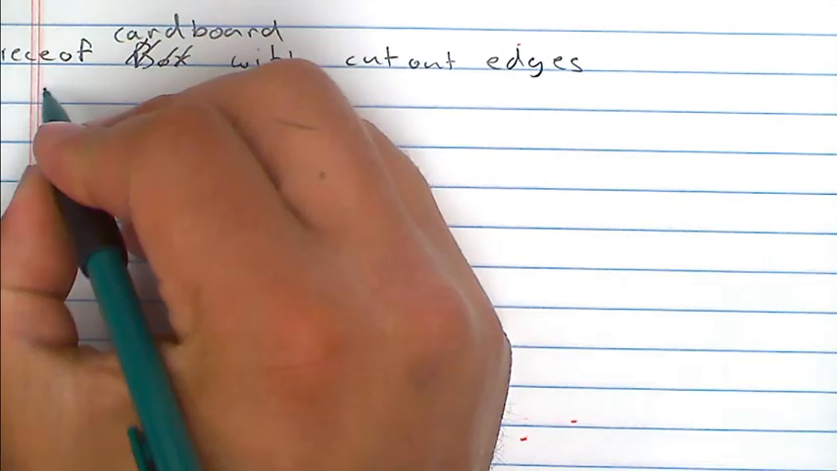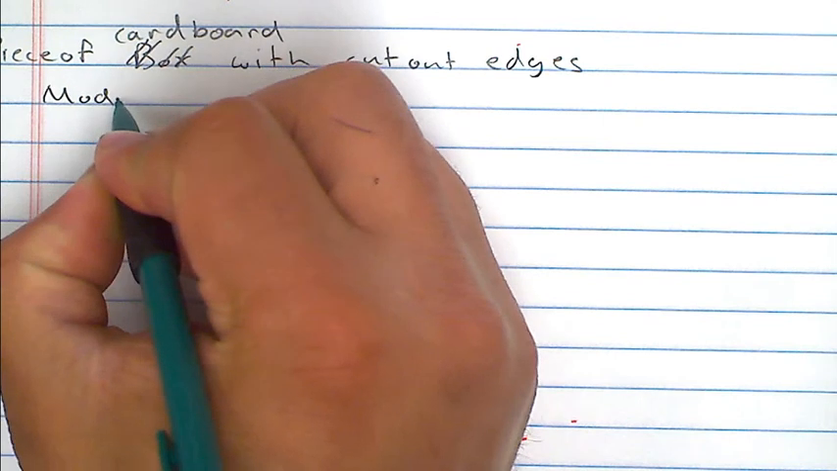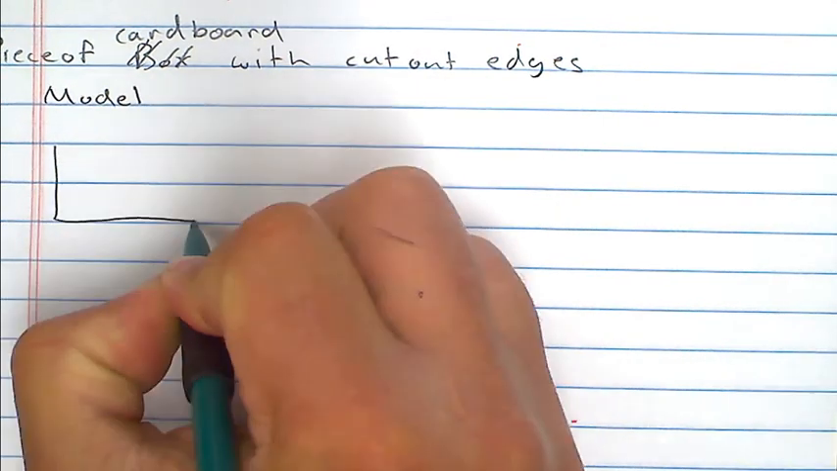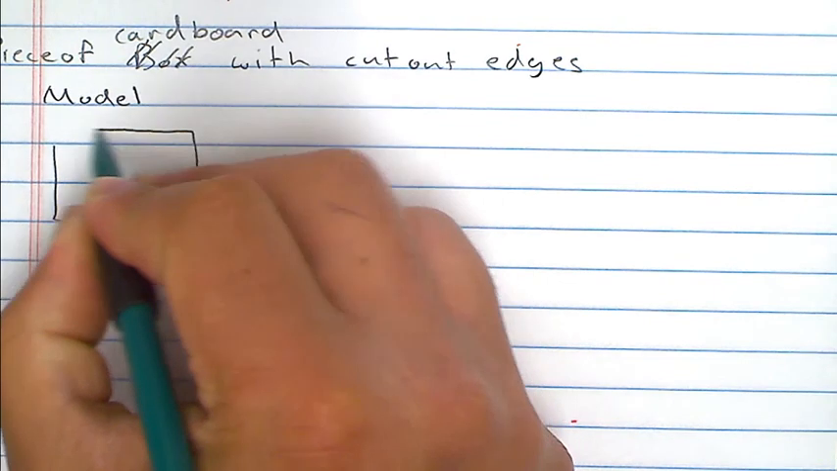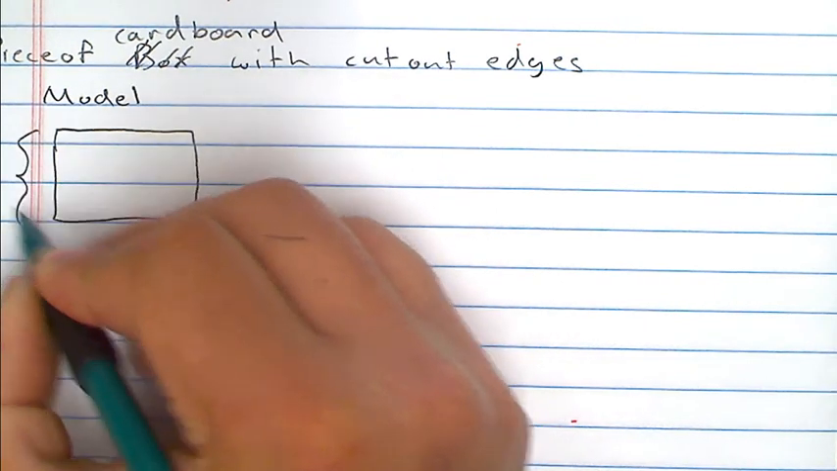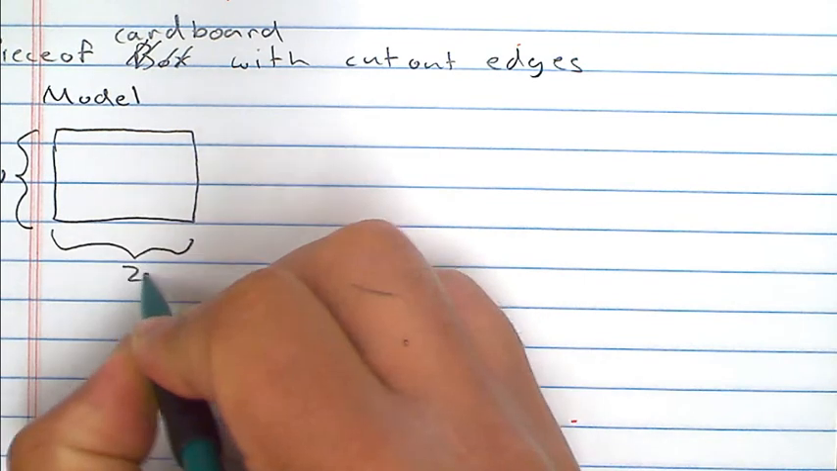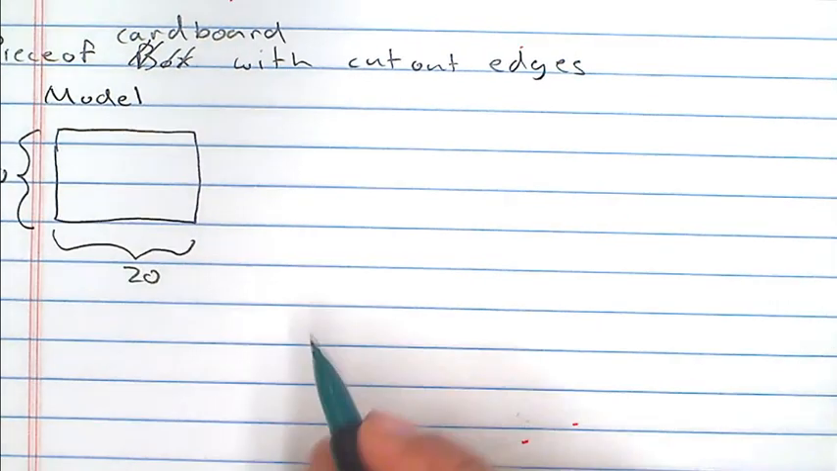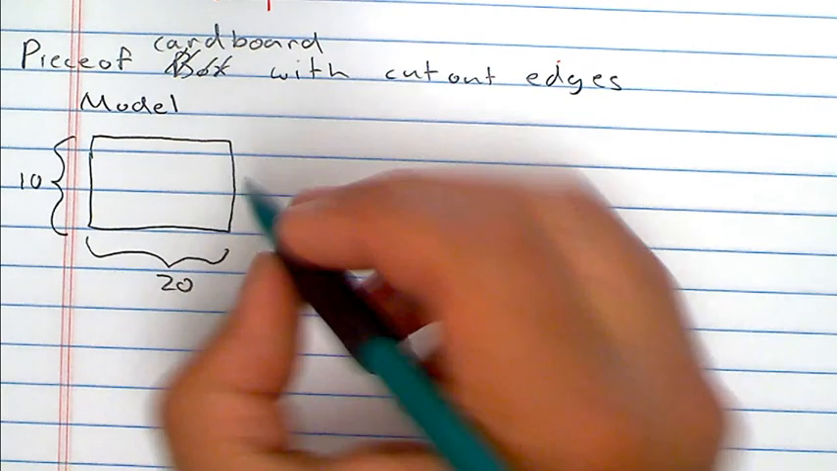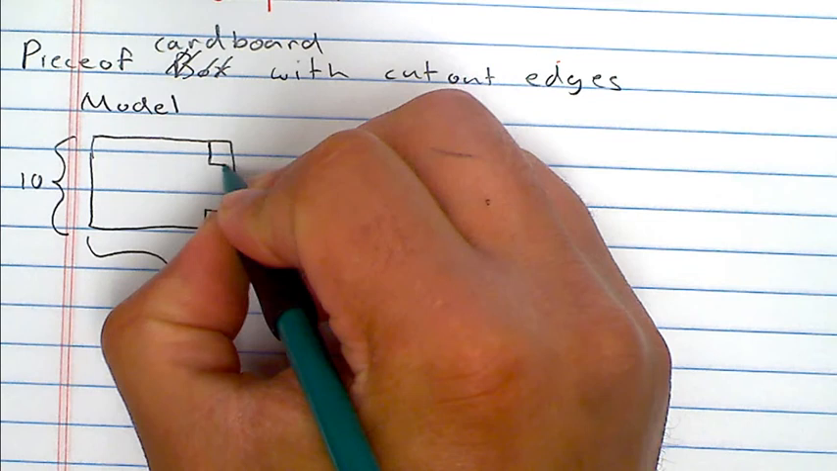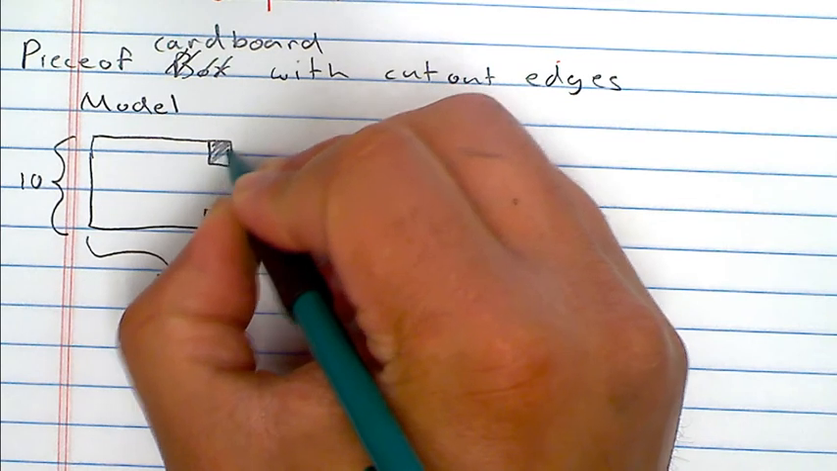So we make a model first. Always need your geometrical model. So we lay a piece of cardboard flat. It's 10 by 20. Okay, and then we cut out these squares, these edges.